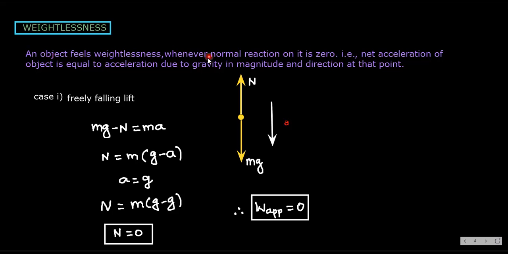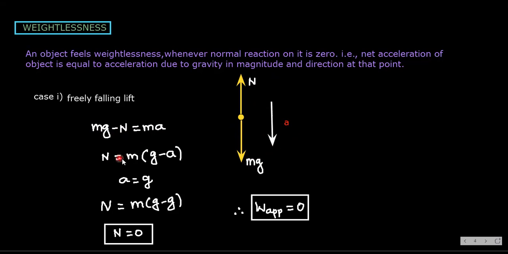So any object feels weightlessness whenever the normal reaction on it is zero, that is, the net acceleration of the object is equal to acceleration due to gravity in magnitude and direction at that point, meaning free fall. You can see here, this is normal reaction, this is mg, and acceleration is in the downward direction. So mg minus N is equal to ma. This you know already, from the free body diagram we can make this equation.